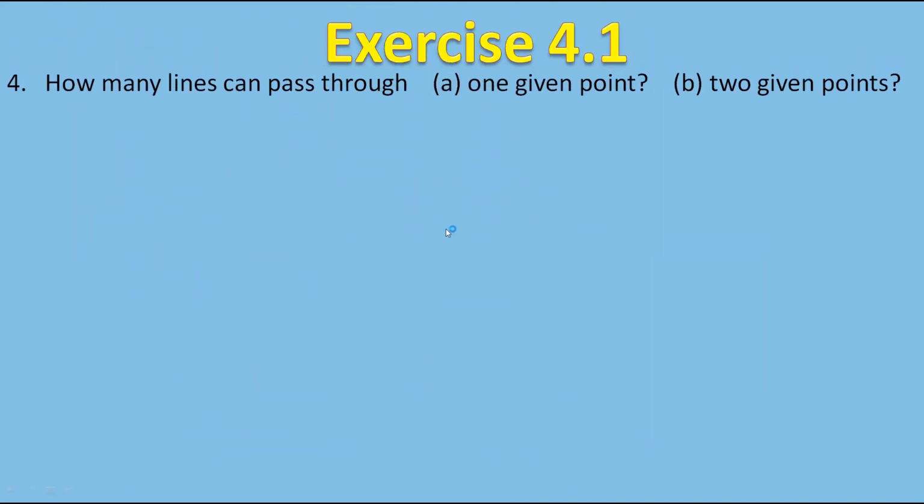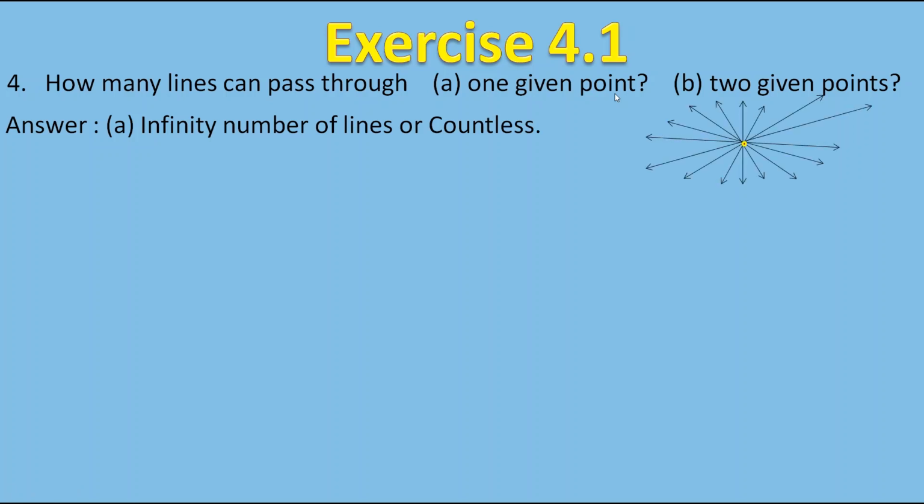How many lines can pass through (a) one given point, (b) two given points? For one given point, we can draw an infinite number of lines, or we can say countless. See here, we have only one point, but from this one point many lines are passing. We can't even count them. So we can say countless, or an infinite number of lines, can be drawn from one given point.